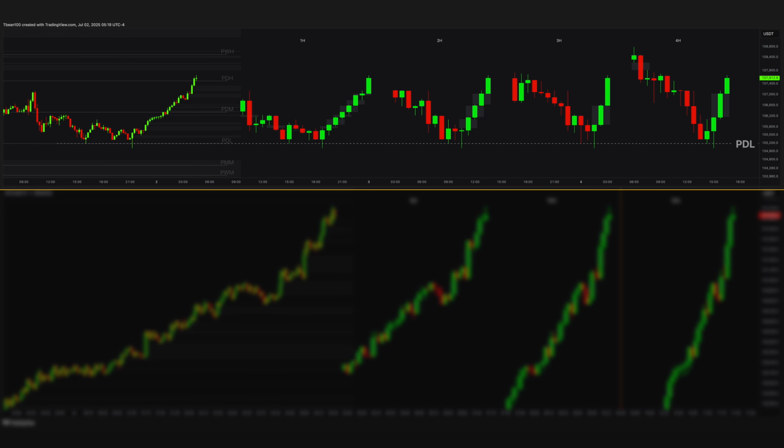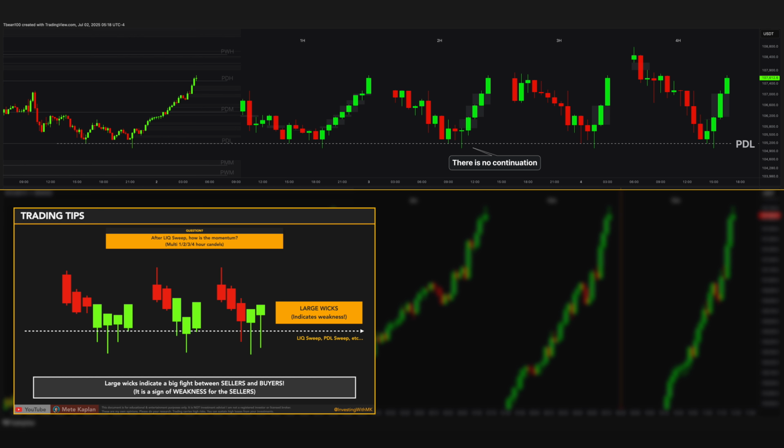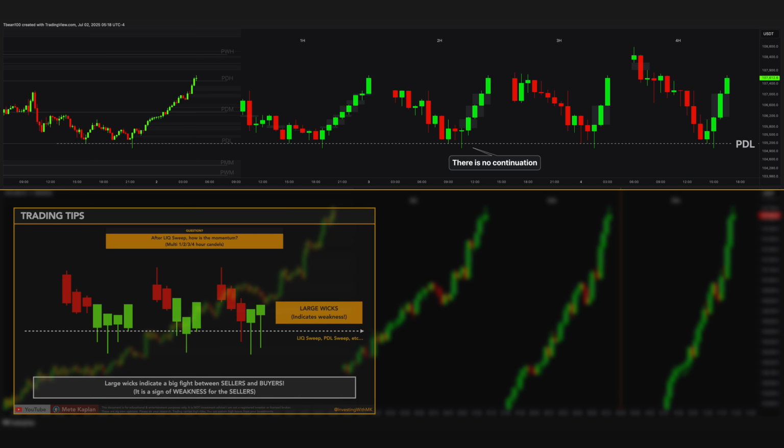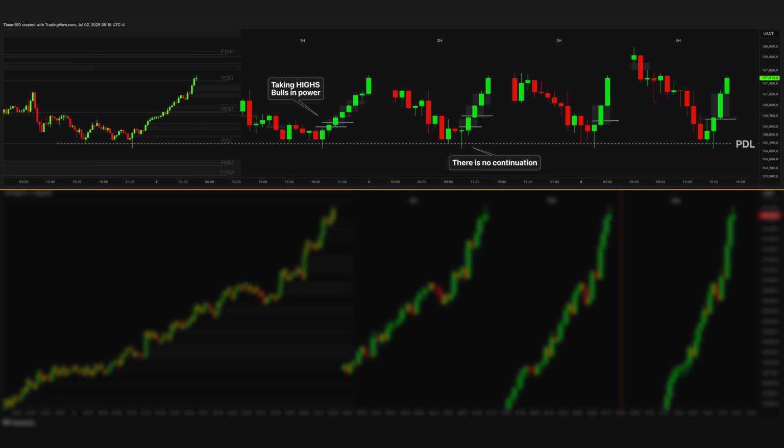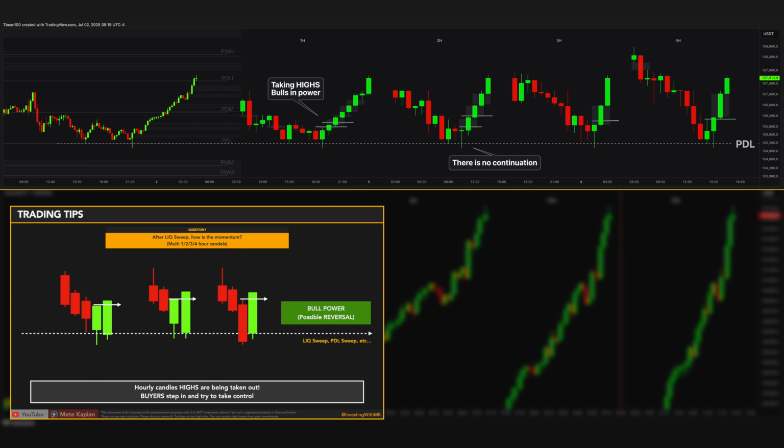As you notice, price sweeps the PDL, the previous day low, the institutional level. Then watch what happens. Price rejects the area with large wicks. You can see it in all the time frames with hourly charts. There is no continuation. This is the first sign of the weakness in the trend. After that, what happens? Notice carefully. Price starts to keep taking hourly candle highs. A possible reversal in action here.